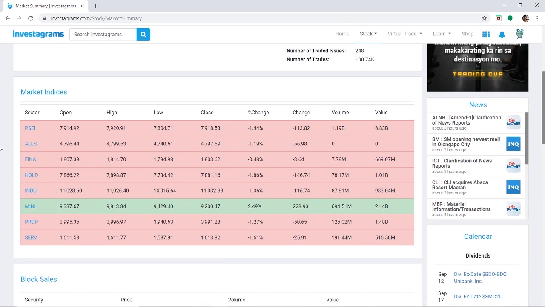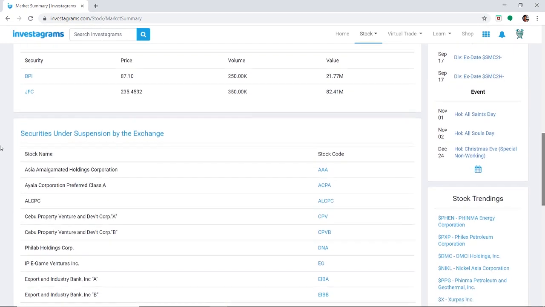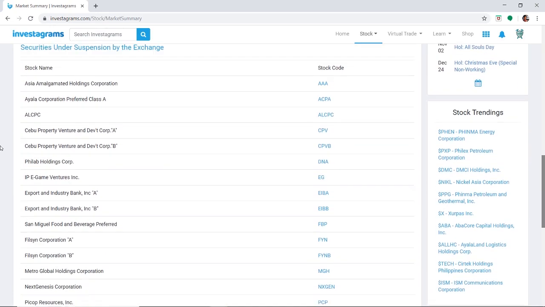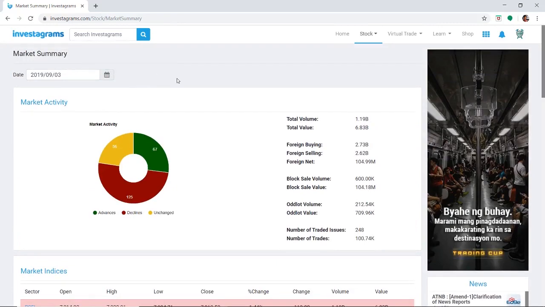So we have financials, holdings, industry, mining, and as you can see, all the indices except mining went down, right? So that's just a quick overview of it. You can see the block sales. And then you can see some of the securities that were suspended by the exchange. So there you go. Alright, next, let's take a look at market status.